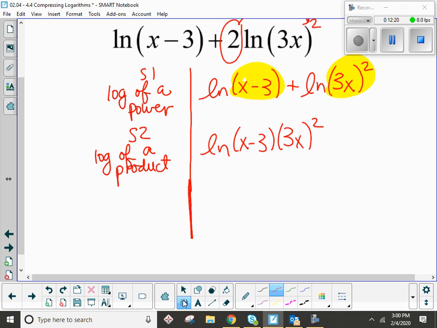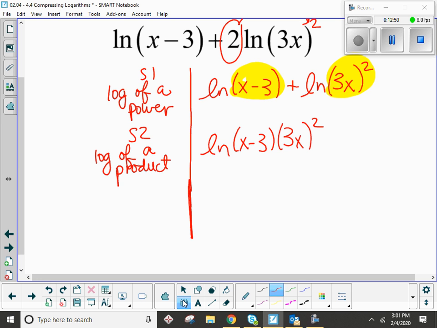How many logs do I have now? 1. If I was solving an equation, which I'm not, I would be in an excellent position now to do lasso so that I could solve for x. But we don't have equations today. That comes in 2 more days. We're not done with step 2. Go back and look at step 2. If your logs are added, multiply the values following them. Check. We did that.